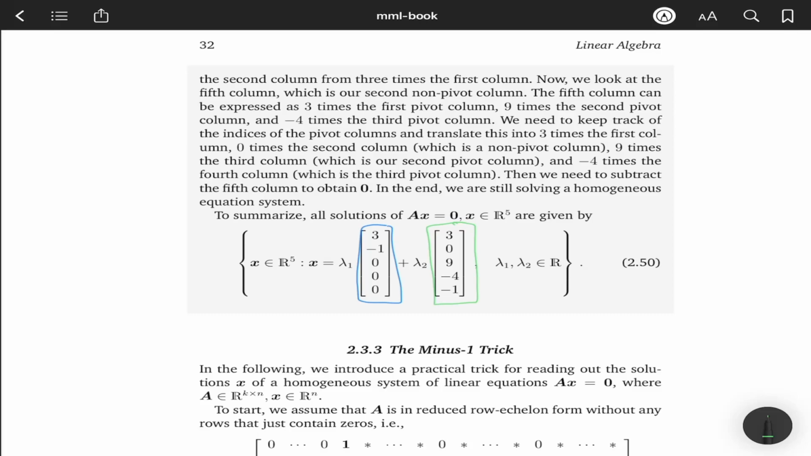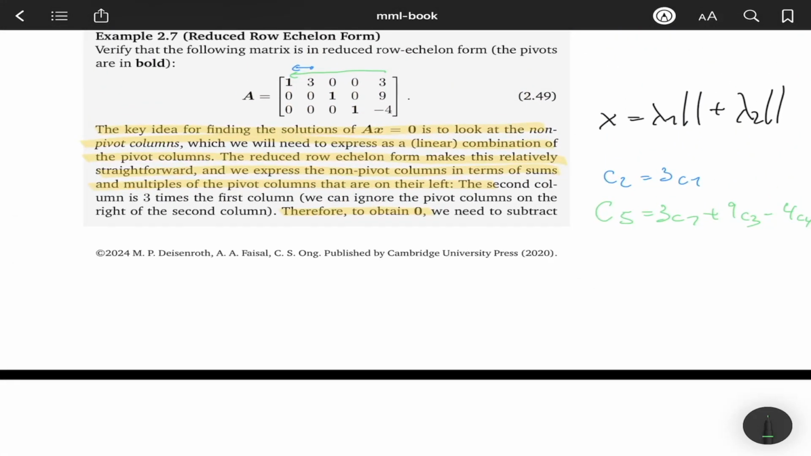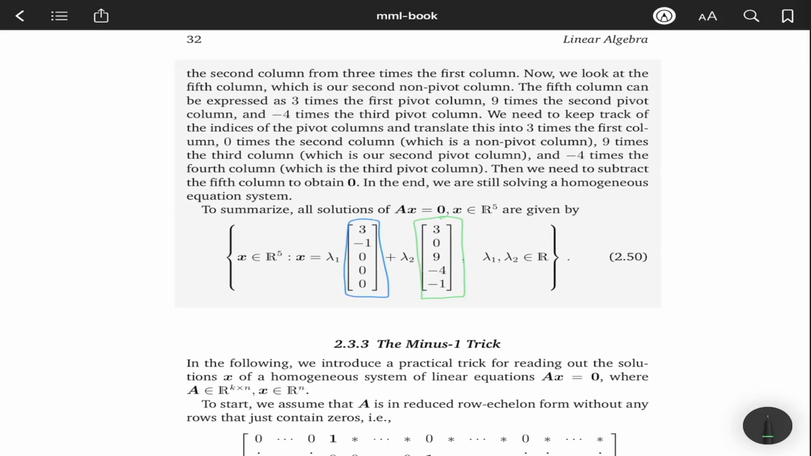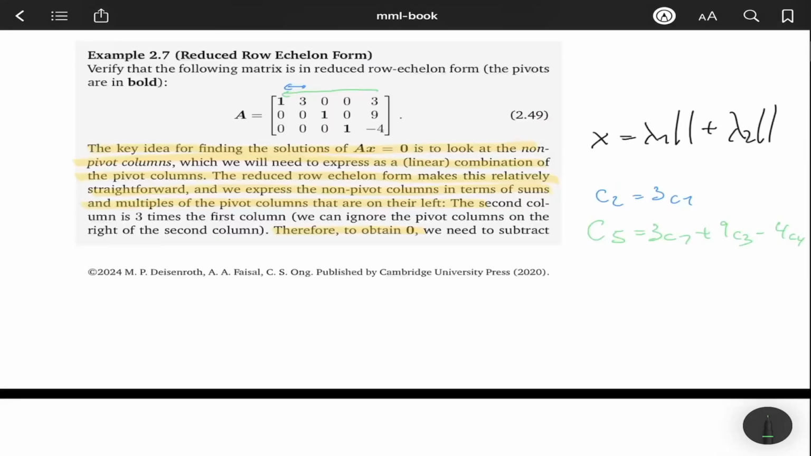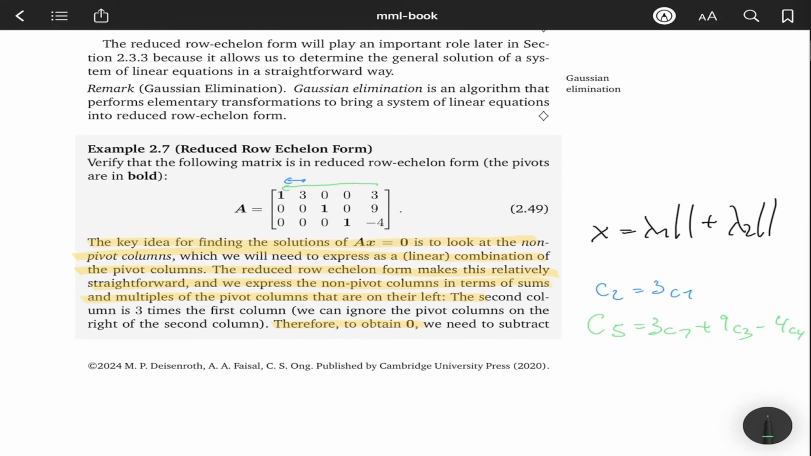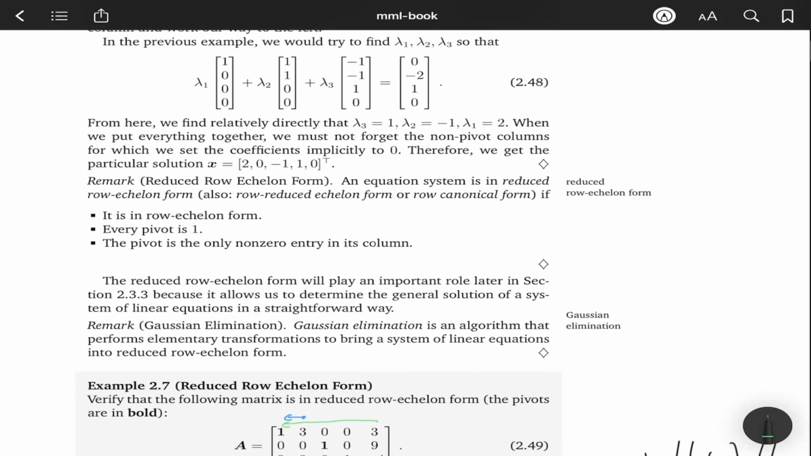I mean, we are trying to express it as a linear combination. What we have done, we said column 2 equals 3 times column 1. Okay, maybe we will build intuition later on this part, but at least we know how to do the math, even if the intuition is missing a bit.